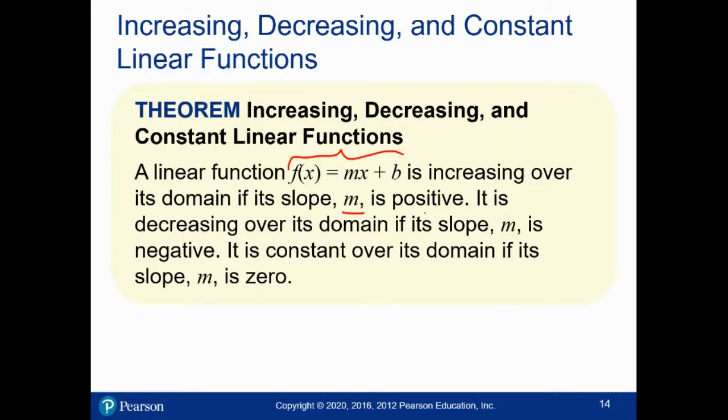M is the slope, okay? If the slope is positive, then the function is increasing. If the slope is negative, the function is decreasing. And if the slope is 0, the function is called constant. In other words, the value will never change, the value is constant.